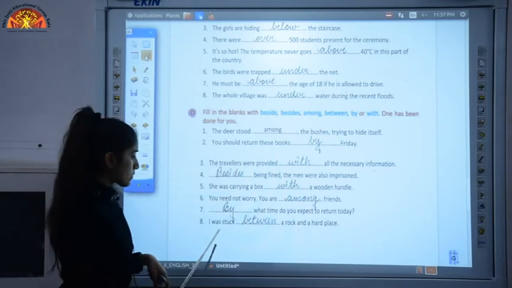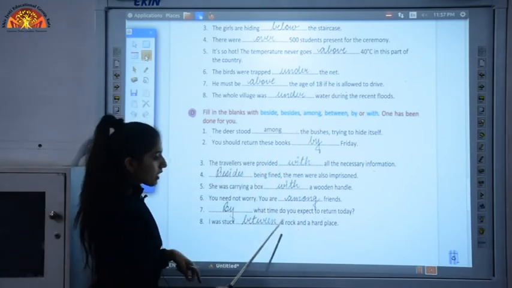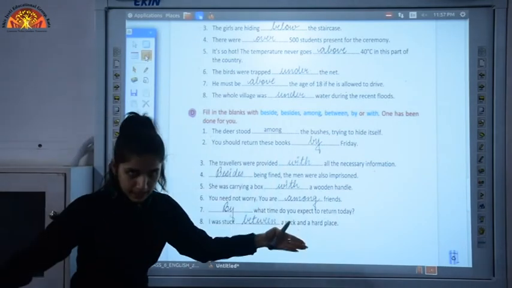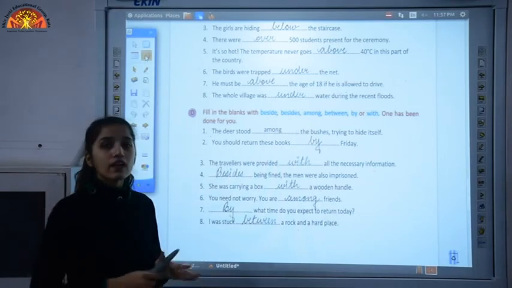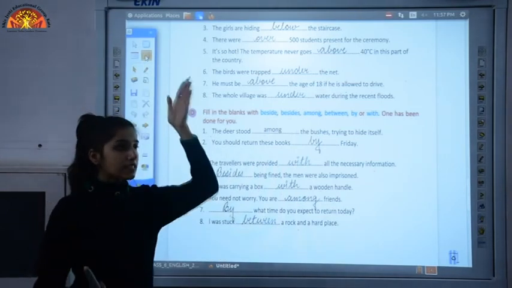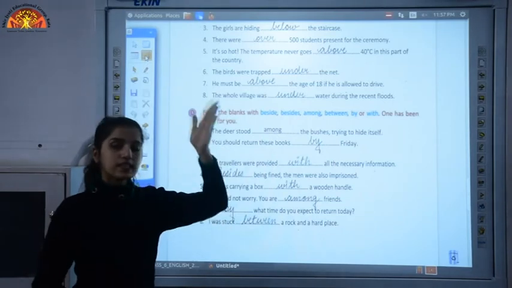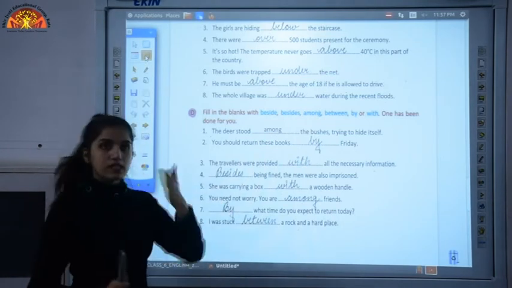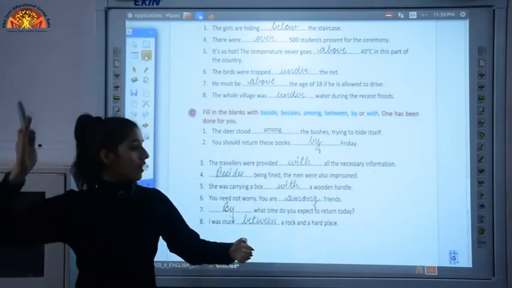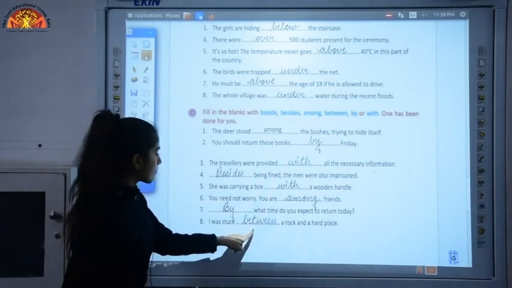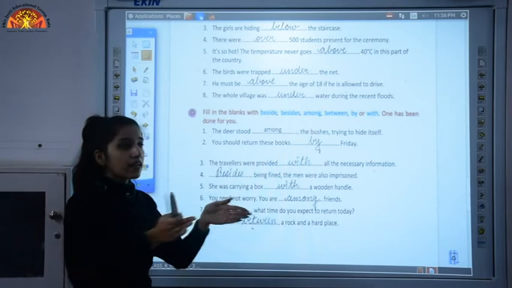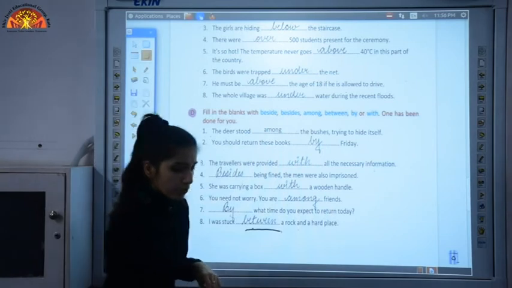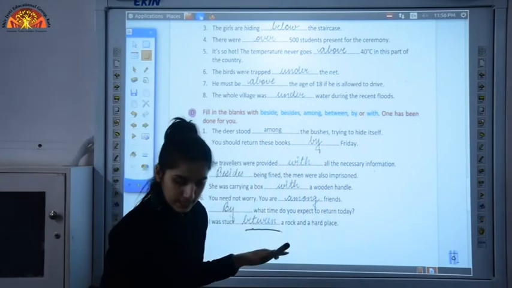Now you can see this one, I was stuck between a rock and a hard place. So the rock and the hard place were separated. Between is used when the things are separated and someone or something is in the middle place. That is why we have used between over here, because the two things are separated. So what is the answer? Answer is between. In this way you have to solve this exercise.